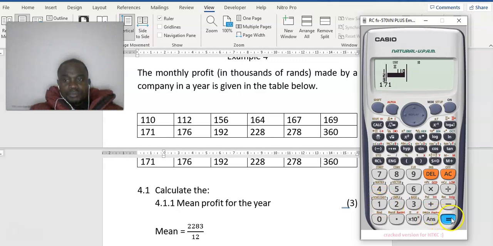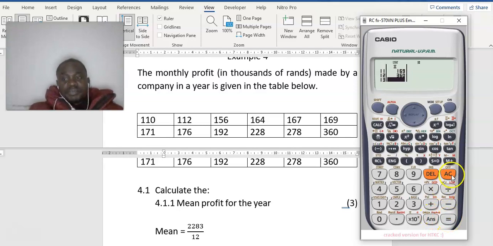171, 112, 176, 156, 192, 164, 228, 167, 278, 169, 360.